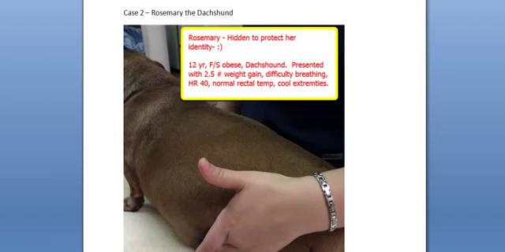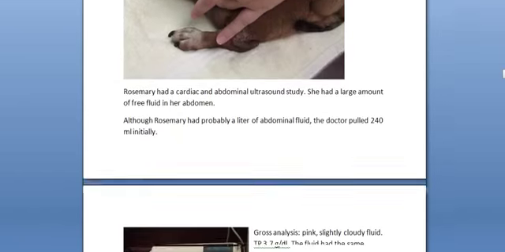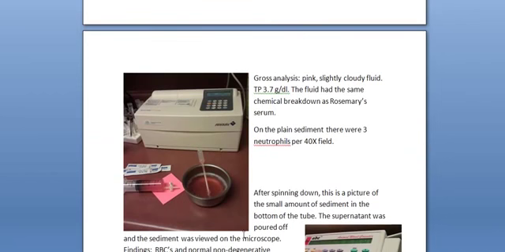Case 2. This is Rosemary, our little cardiac dog. Rosemary presented and she has a lot of fluid in her abdomen. This is tapped. The veterinarian pulls off about 240 mLs of fluid just to begin with, and we look at it to see what's going on with her. The gross analysis of the fluid is that it is a pink, slightly cloudy fluid. This is it right here.